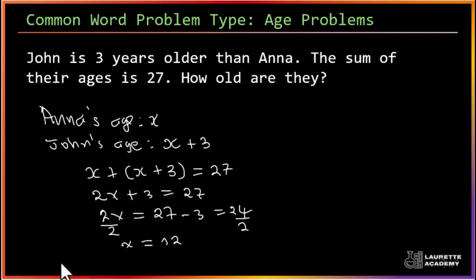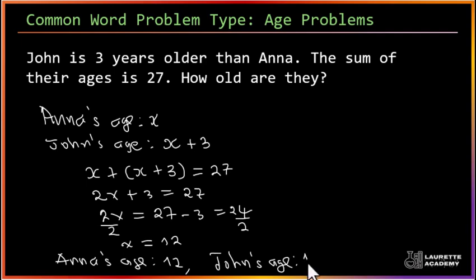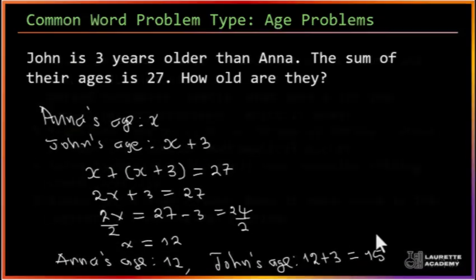So Anna's age is 12. John's age, 12 plus 3, since John is 3 years older, is equal to 15 years.